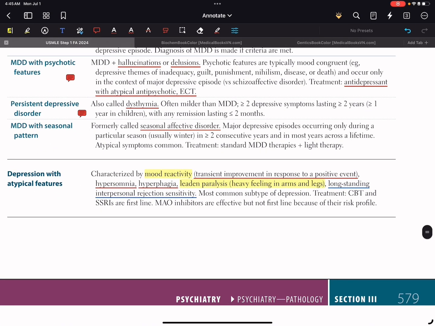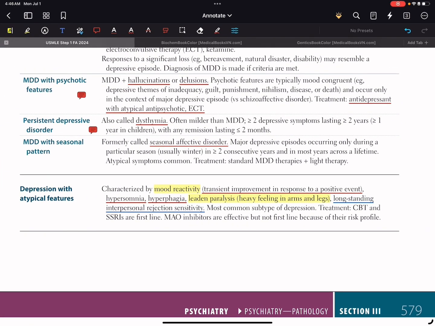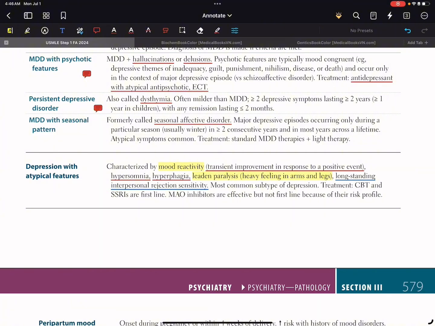Depression with atypical features is characterized by mood reactivity, transient improvement in response to a positive event, hypersomnia, and hyperphagia. So the patient has depression but is still reactive in mood, and he eats more and sleeps more, hyperphagia and hypersomnia. Leaden paralysis, a heavy feeling in the limbs; I got this in a case. Long-lasting interpersonal rejection sensitivity too. It is the most common subtype of depression.